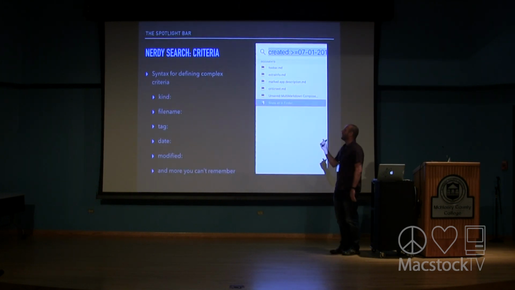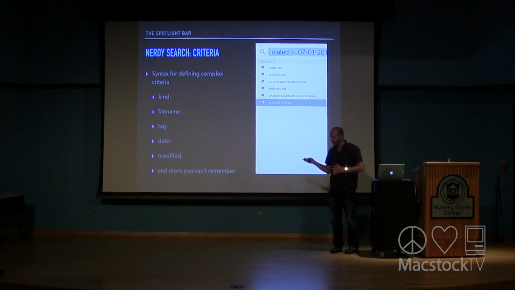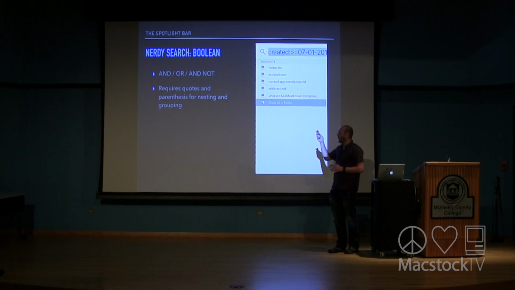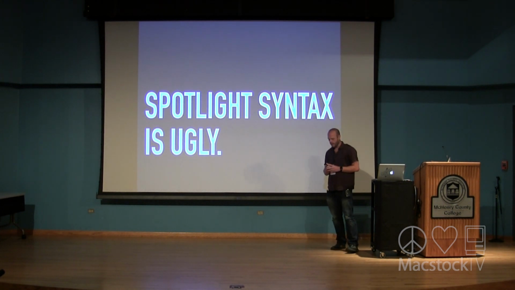Or you can get nerdy. There are criteria that you can define, like kind : PDF, or date : and then you put it in month, day, year syntax, which is weird. Why not ISO? I don't know. But then there's modified dates and file name specific stuff and a ton more that you can't remember, because then you get into the Boolean searches, which allow you to use parentheses and quotes to combine multiple criteria and do crazy cool searches. But again, you're in a short Spotlight bar and you can't even see your own whole query once you get far enough. And ultimately, Spotlight syntax is ugly.